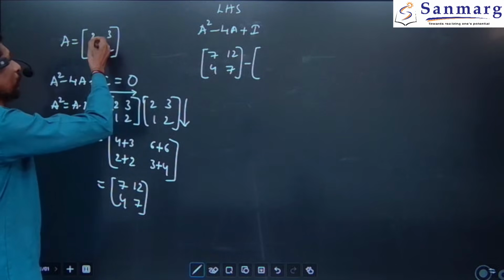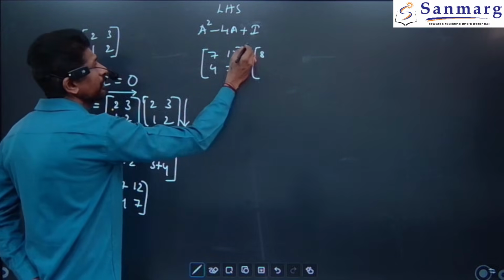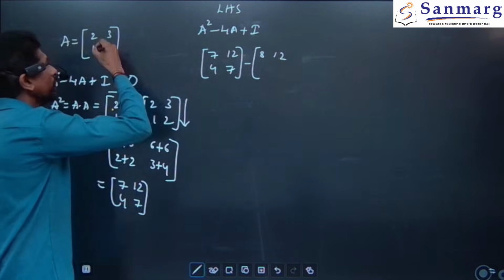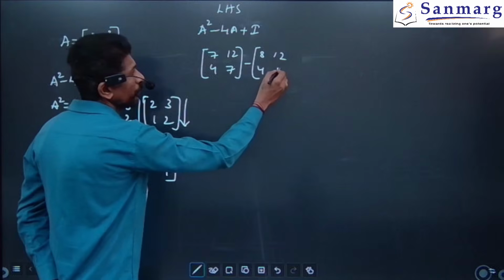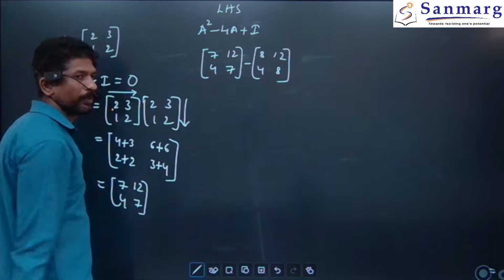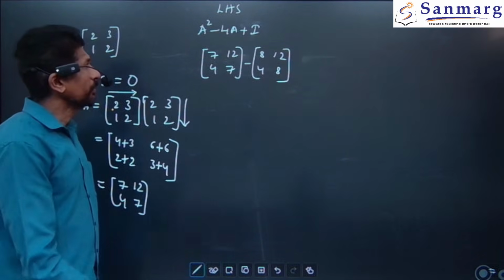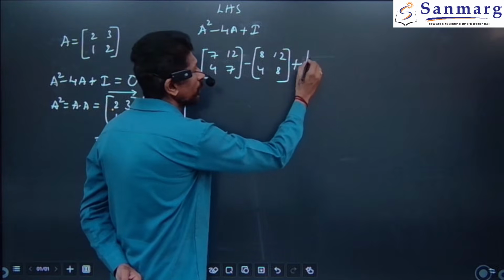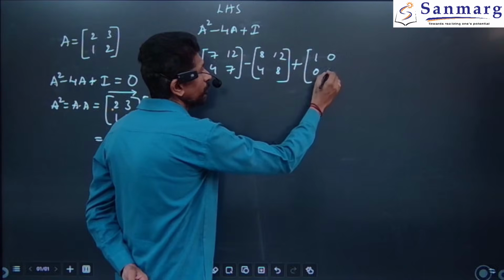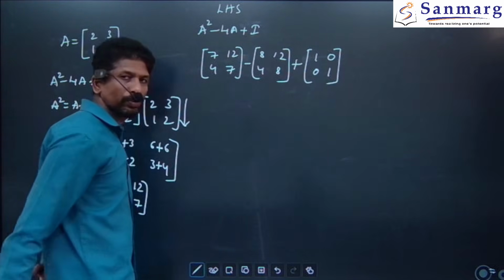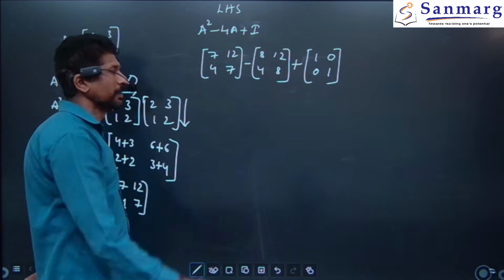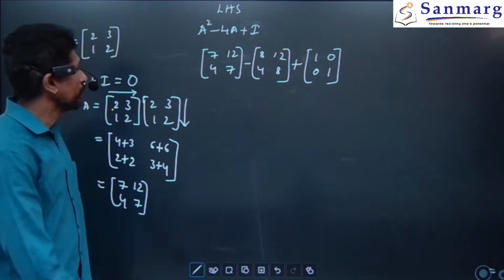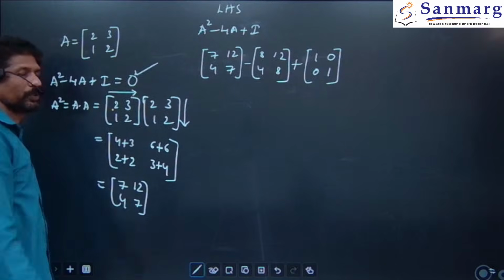4 into 2 is 8, 4 into 3 is 12, 4 into 1 is 4, again 4 into 2 is 8. That is the minus 4A. Minus will be outside, and 4 is multiplying the A matrix, and I is there. As you know, I is nothing but 1 0 0 1. By adding and subtracting the matrices, you will get the 0 matrix.